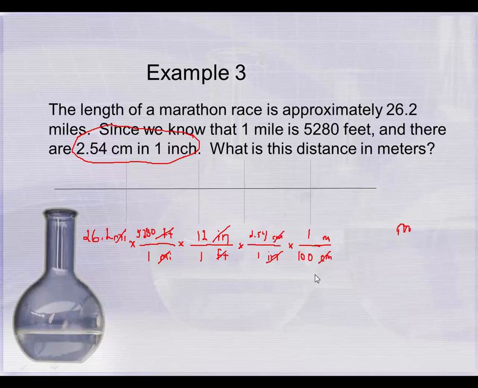Okay, so centimeters and centimeters cancel. We get meters. Hey, meters is what we wanted at the end, so we can write an equal sign. Now here's the math you need to follow along with in your calculator. 26.2 times 5,280 divided by 1 times 12 divided by 1 times 2.54 divided by 1 times 1 divided by 100.